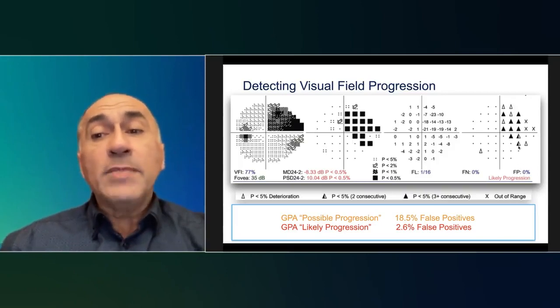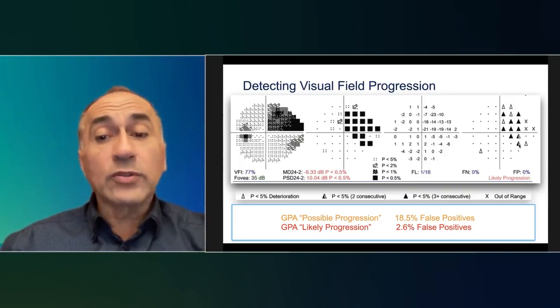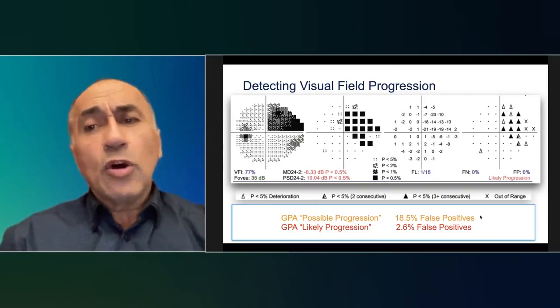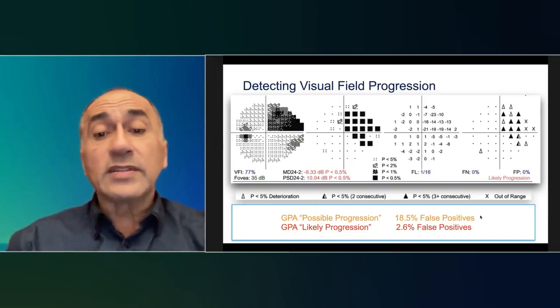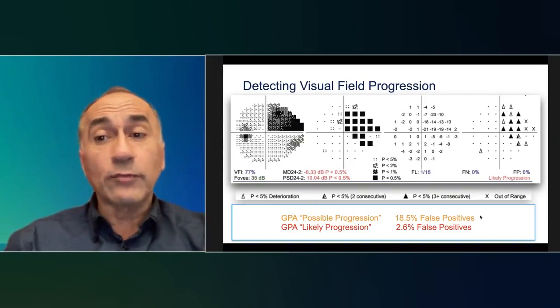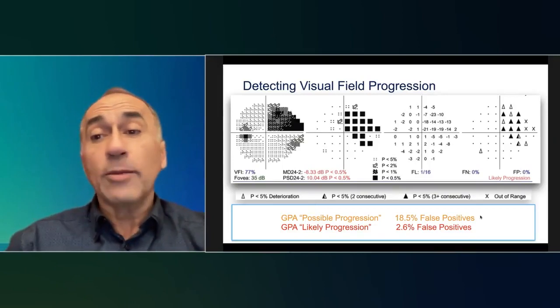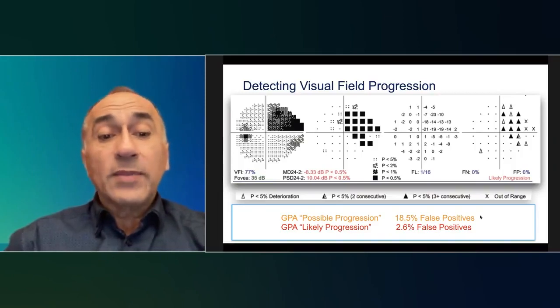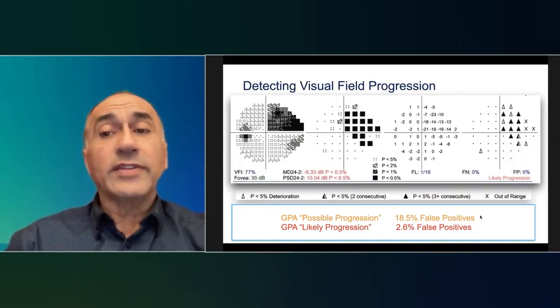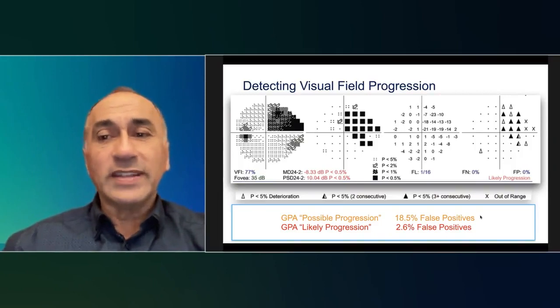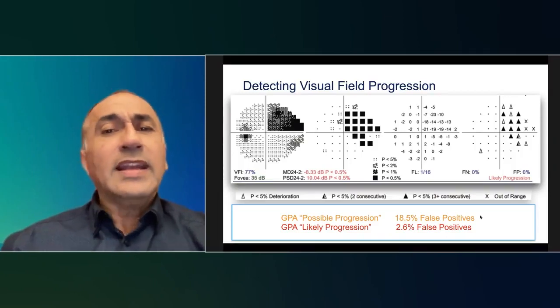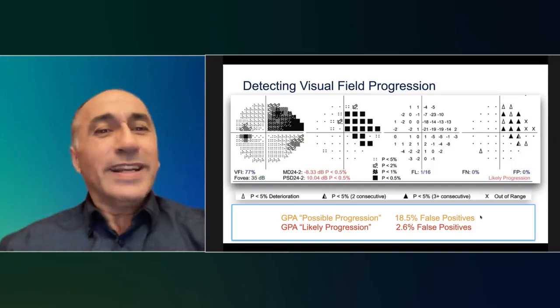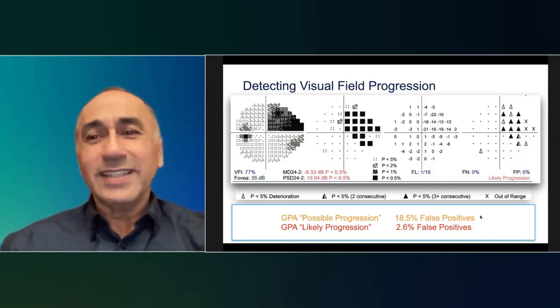If you have a mixture of, say, one solid and two half-filled triangles, it'll say possible progression in orange. But generally, we don't alter management based on that because there's almost a 20% false positive rate with those. And some of those triangles will actually go back to dots at the next field that you do. So wait till you get something that says likely progression, then you know that they have progressed based on event analysis. Again, it's confusing trying to read it out to you, but in real life, it's actually fairly easy.